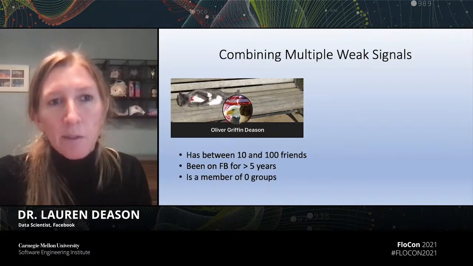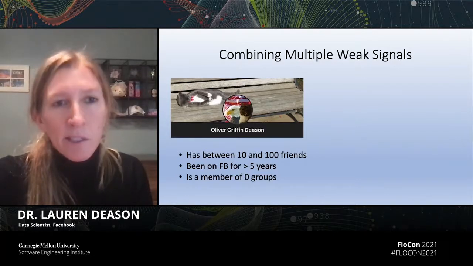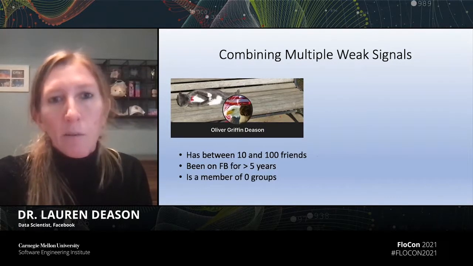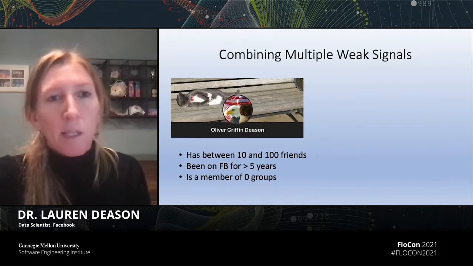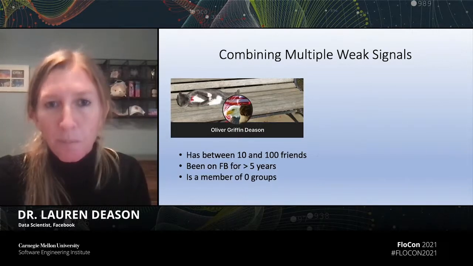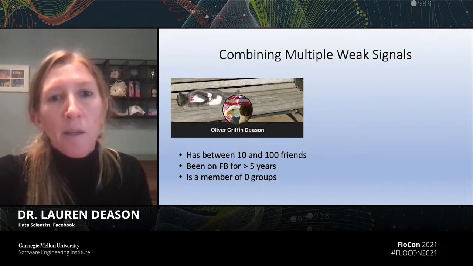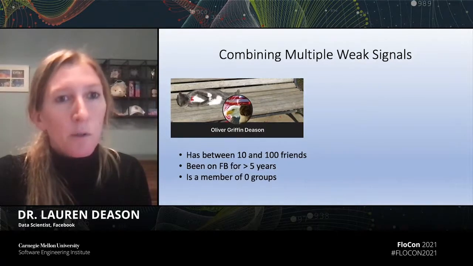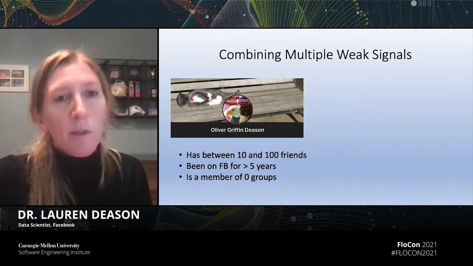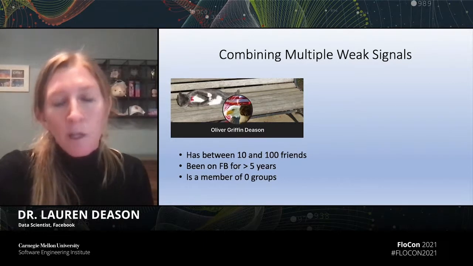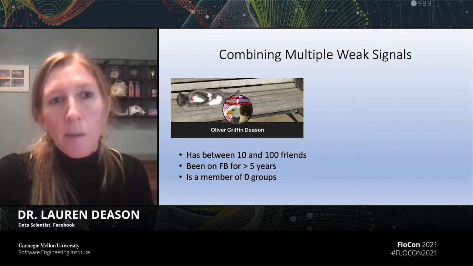So these little factoids, as I just called them, could each individually be considered very weak heuristics for whether or not this particular account is likely to be malicious or, say, a fake account developed to spam other people. So having a reasonably large or, say, normal number of friends and having been on the platform for over 5 years could both be considered heuristics for less likely to be malicious, whereas not being a member of any groups might be an indicator in the other direction.